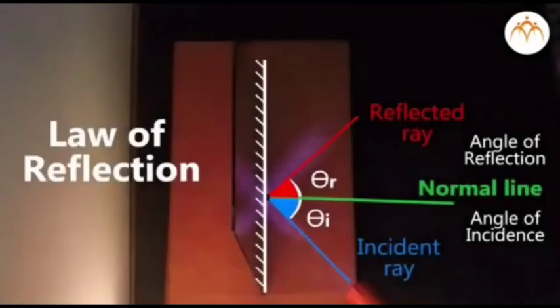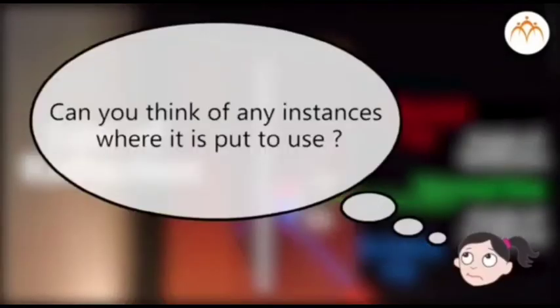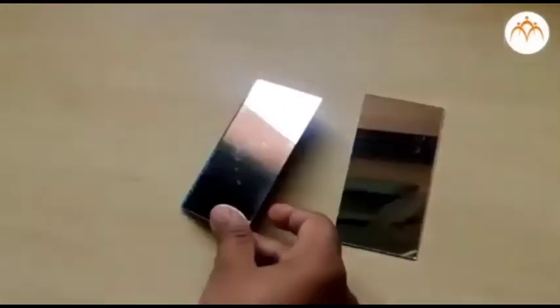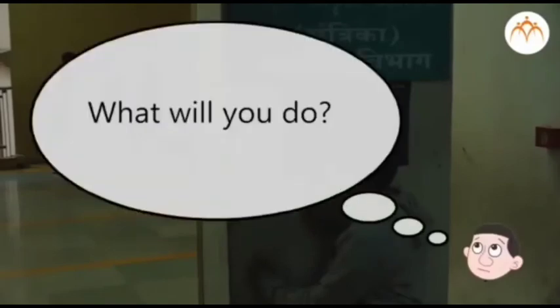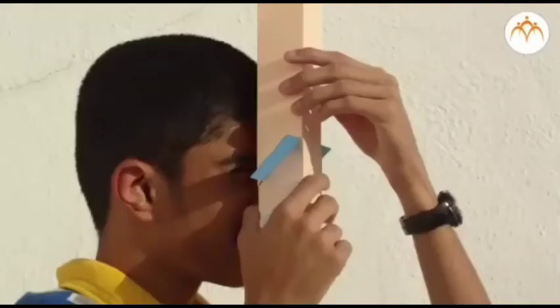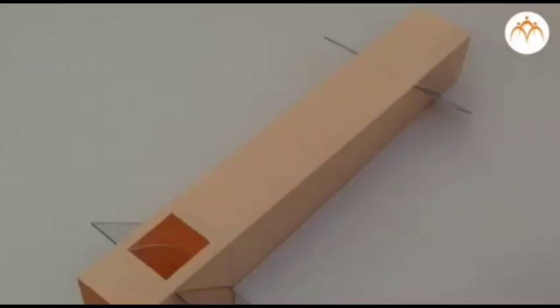You learnt about the law of reflection. Can you think of any instances where it is put to use? If I give you a couple of mirrors and ask you to watch your friends without you being seen, what will you do? Periscope and kaleidoscope are useful examples of the law of reflection at work. Let's understand these and build simple versions as well.